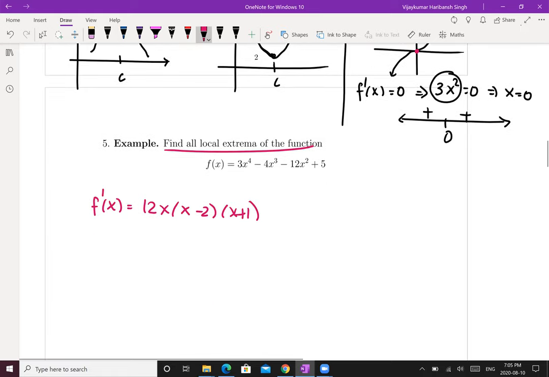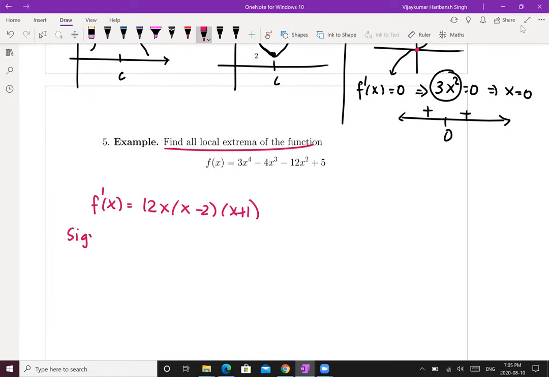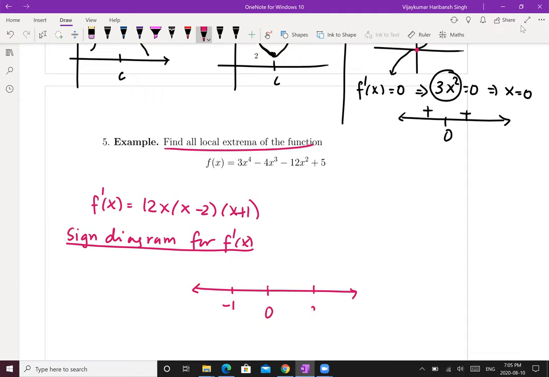And we had a sign diagram. Now, sign diagram for what? Sign diagram for f prime x. So a sign diagram for a function means you're just checking where the function is positive or negative. So a sign diagram for the derivative is where you're checking where the derivative is positive or negative. So you mark these points again, minus 1, 0, 2.